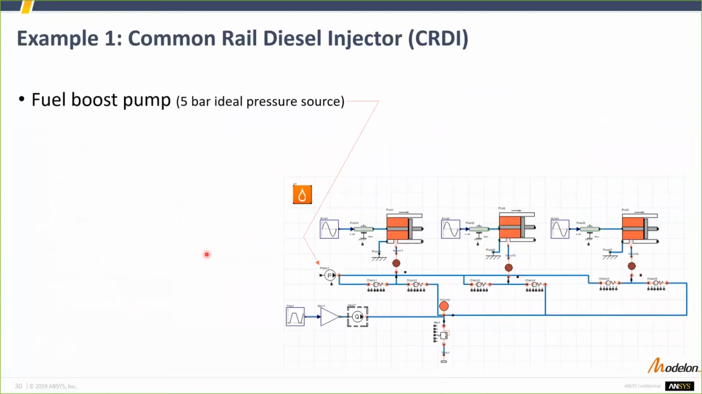I thought I had a slide before, but so I will now talk about some examples of libraries. I will first present this example on hydraulics, and then I will show you an example of again hydraulics, but the same also in pneumatics, and I will try to spend a bit more time on pneumatics. So this is a common rail diesel injector. I will try to explain the model now.